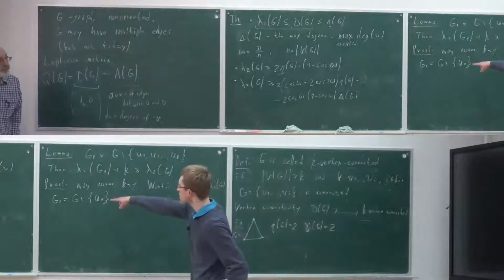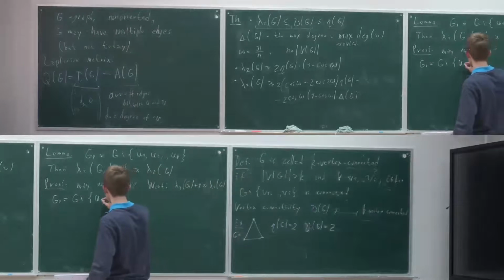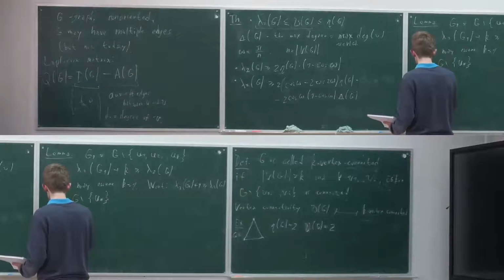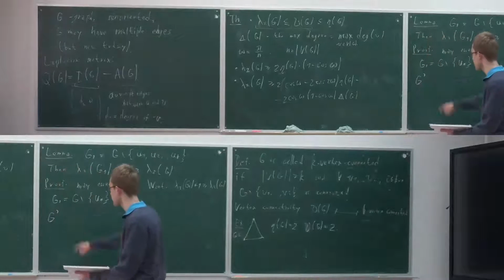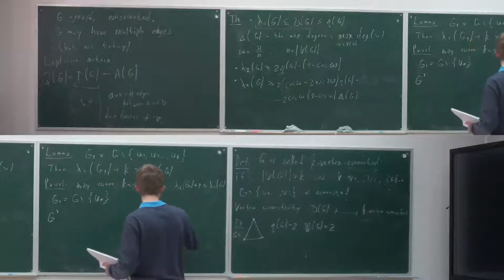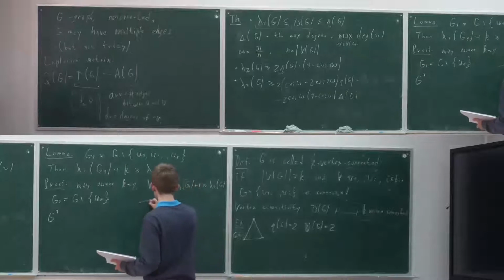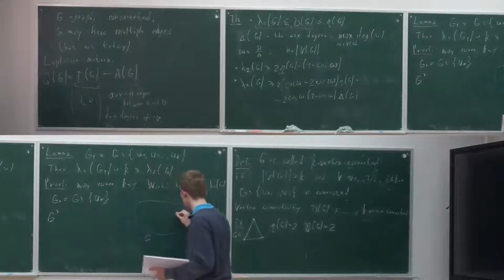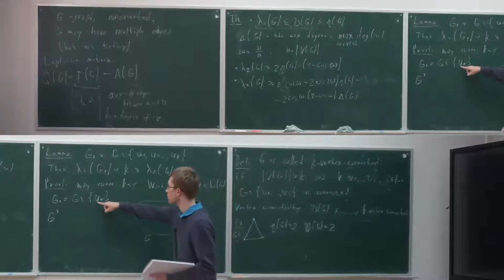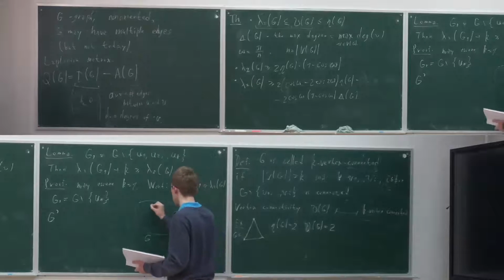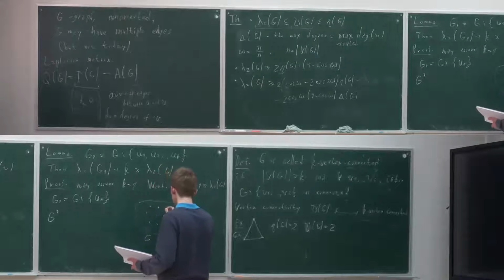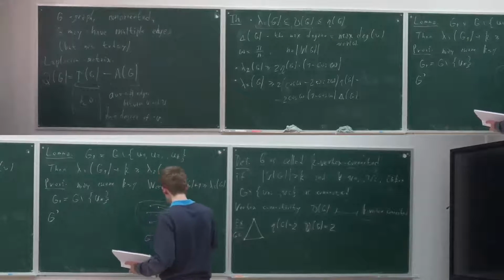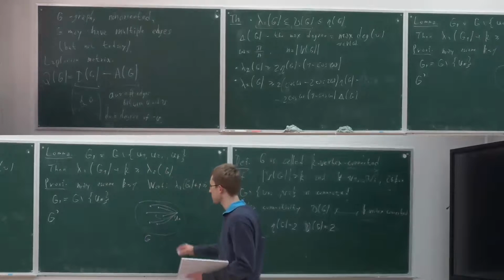Okay, so we remove the nth vertex, and I will also need a graph which I'll denote by G prime. It is the graph obtained from G by drawing all possible edges from the vertex UN. So in G there were some edges, but I add all possible edges from UN, and I call this G prime.